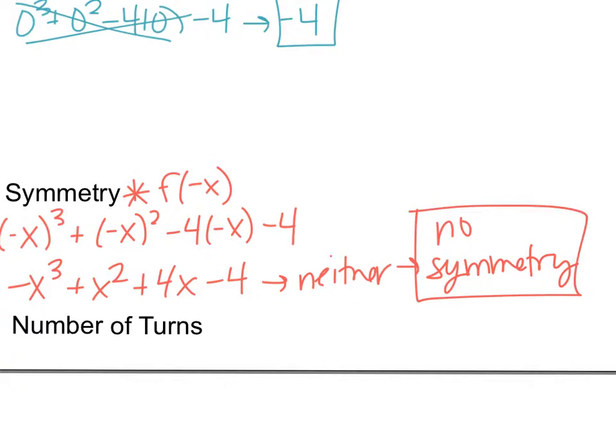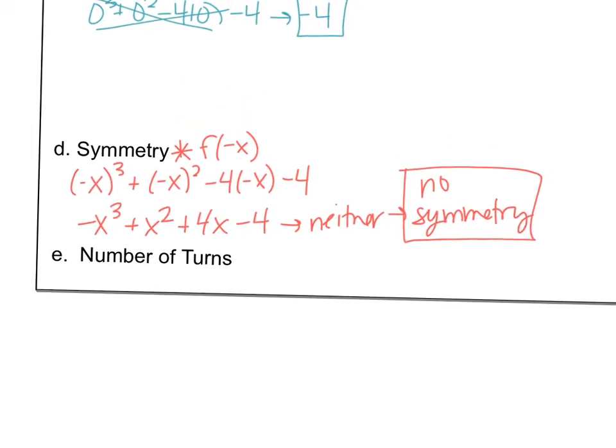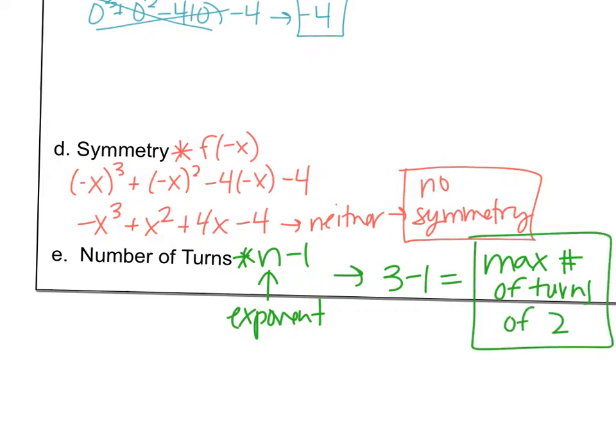And then the last step is to figure out the number of turns. That's just a formula. It's n minus 1, where n is the highest exponent. Our highest exponent for this one was the 3. So we're just going to do 3 minus 1. So we have a max number of turns of 2. That's what that tells us. If you look carefully, I tried to lay out here the important stuff.